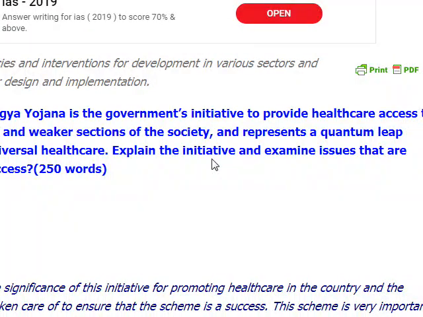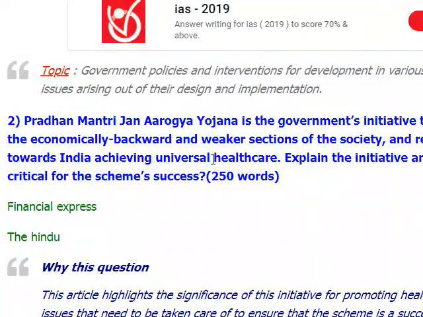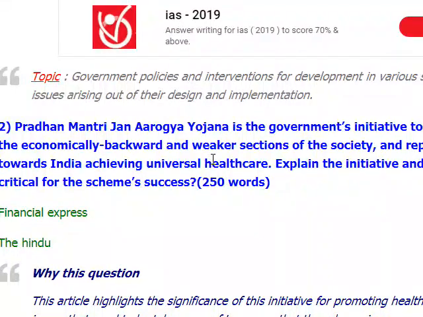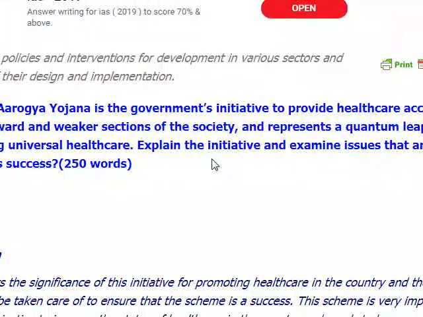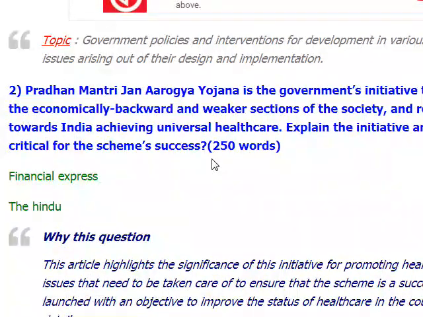Explain the initiative and examine issues that are critical for the scheme's success. 250 words.